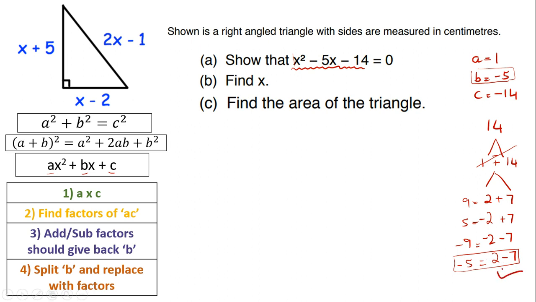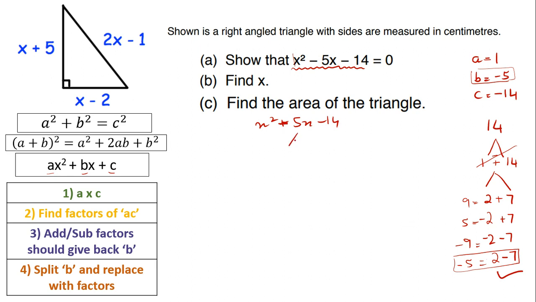It's very important that you make sure that your signs are taken correctly. If you have the factors but your signs are not appropriate, then you won't really end up with a proper answer. So now, once I've figured out that I'm using +2 and -7, I have to split b and replace it with the factors. Now, let's say this was my equation, that is x squared minus 5x minus 14.